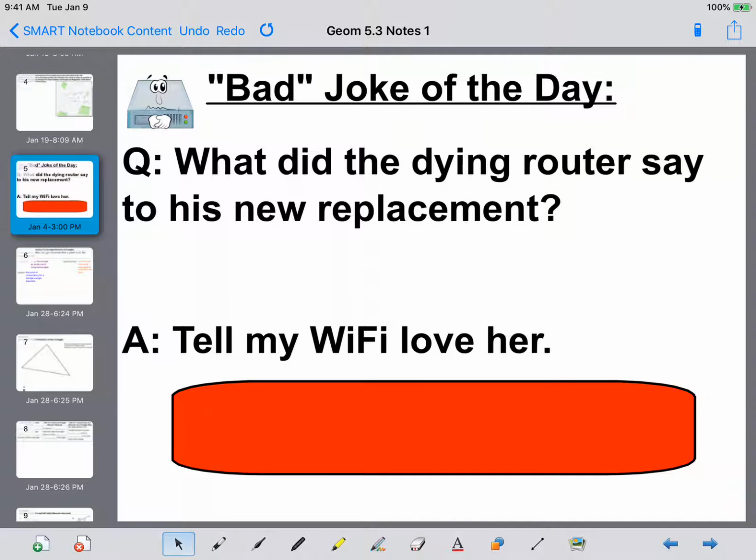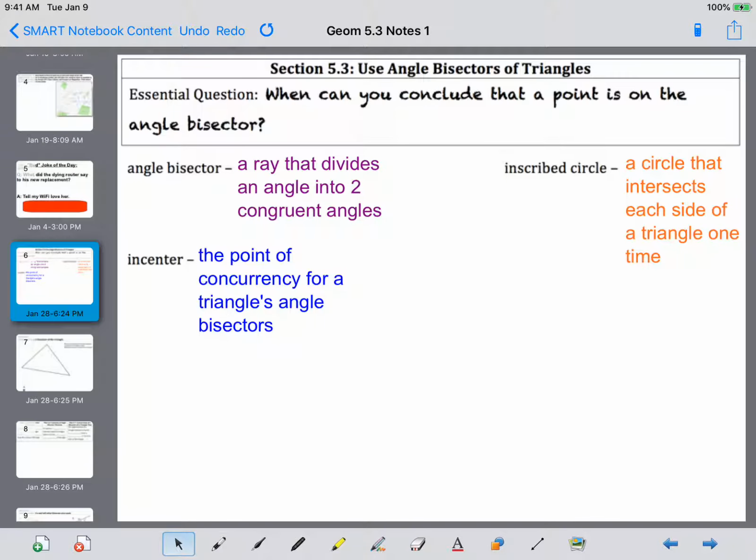All right, so let's jump into the lesson. This is about angle bisectors, and we're going to see what happens when a point is on the angle bisector of a triangle. If you need to pause the video, go ahead and do that, but what you need to do is jot down this essential question, and then there are 3 vocab words here that you can write down. So go ahead and pause the video, jot those down, and we'll talk about them in a little bit.